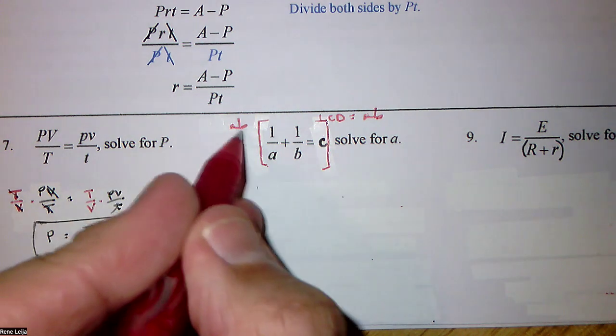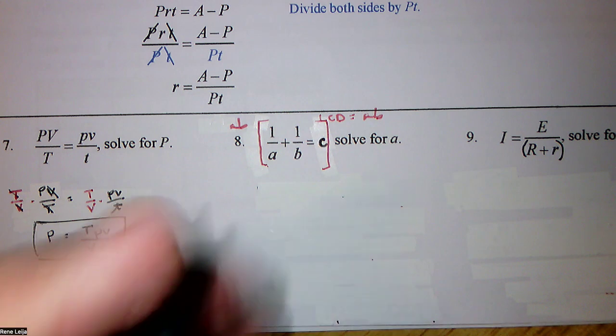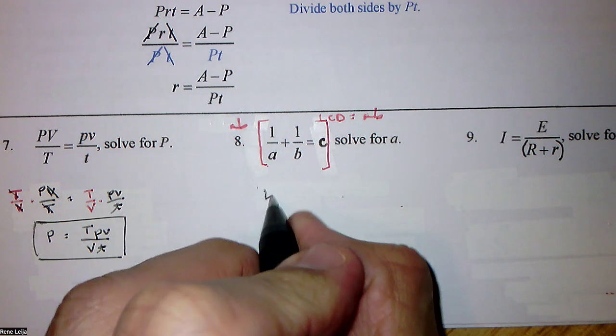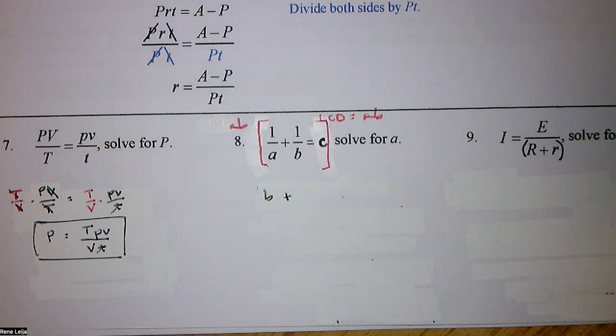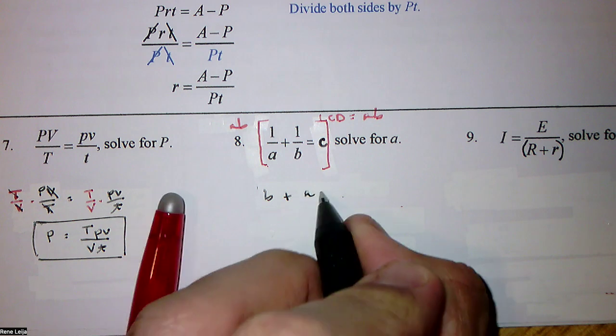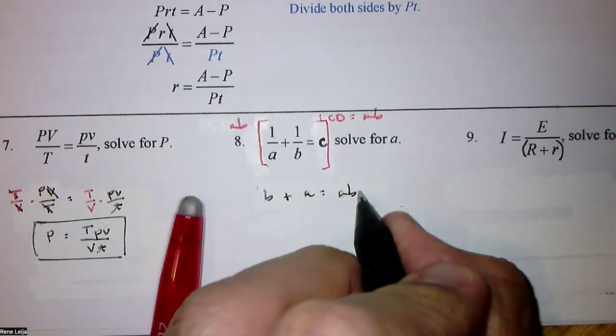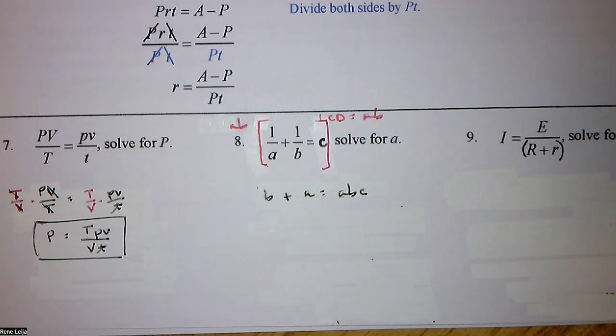So when we multiply AB times 1 over A, we lose the A. So all we're left with is B. And B times 1 is just B. Then when we distribute to the second term, I lose the B's. So all I'm left with is A. And then when we multiply times the C, we multiply A, B, and C together.